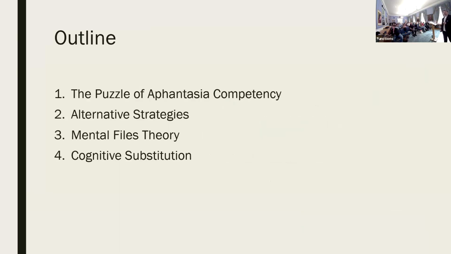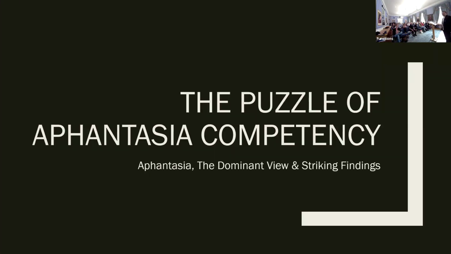All right, so this is the plan. First, I will set out what I refer to as the puzzle of aphantasia competency. Then I will suggest that a possible solution to this puzzle is to posit what I call the alternative strategy solution. Then I will try to show that this can actually be modeled within the mental files framework. And then in the end, I will try to extend all of this to a more general concept, which I will refer to as cognitive substitution. All right, so let's get started with the puzzle of aphantasia competency.